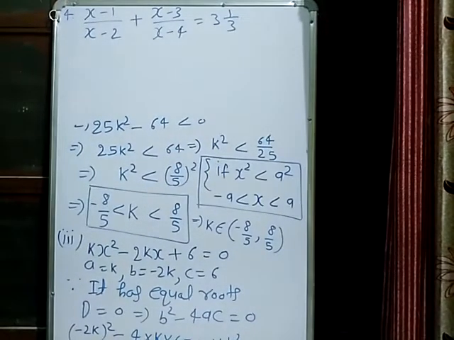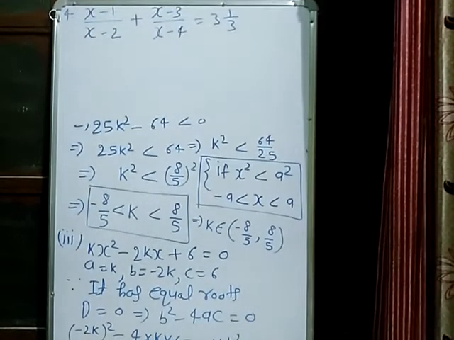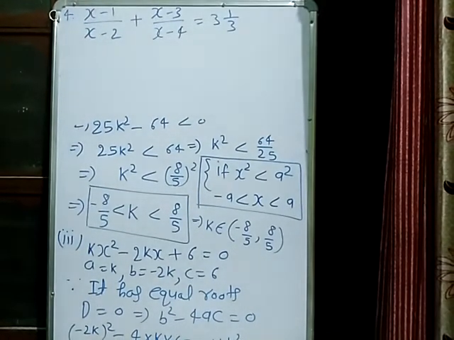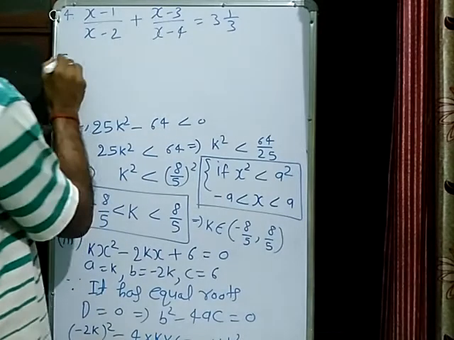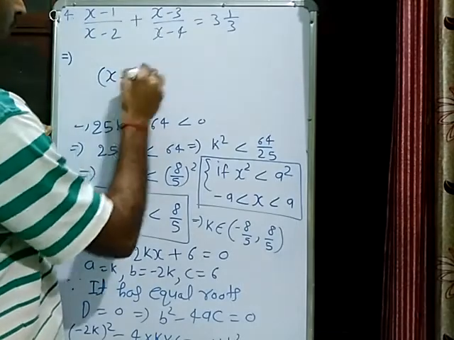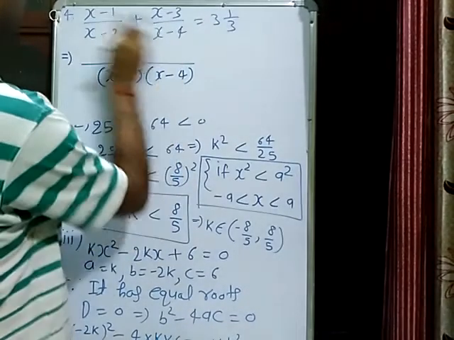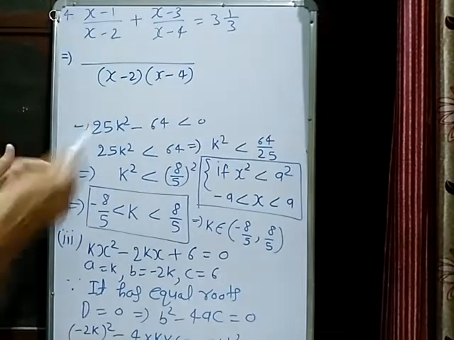You know that this is not in the standard form of a quadratic equation. So first of all, we need to write this equation in standard form. How can we write it? By taking the LCM. What may be the LCM? (x minus 2) into (x minus 4). Then it will be multiplied here. Those of you who know can multiply directly.